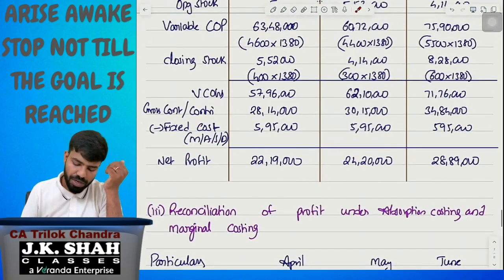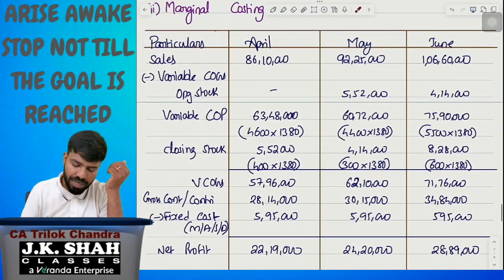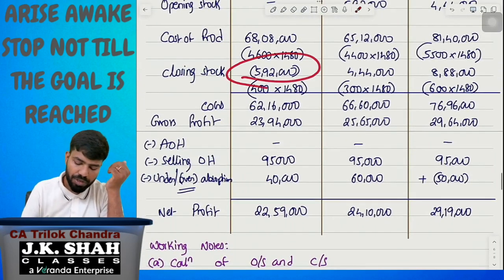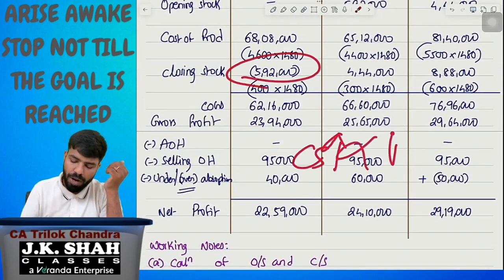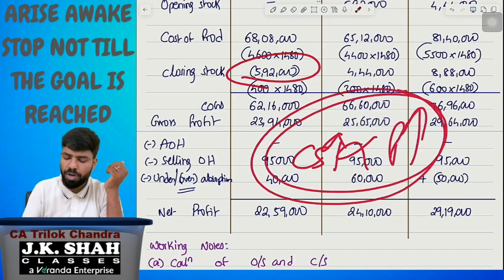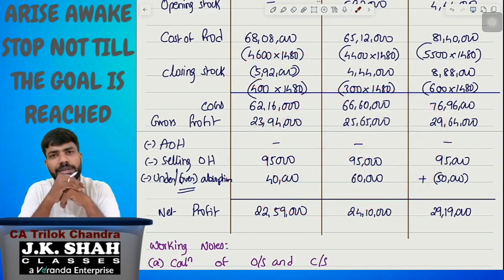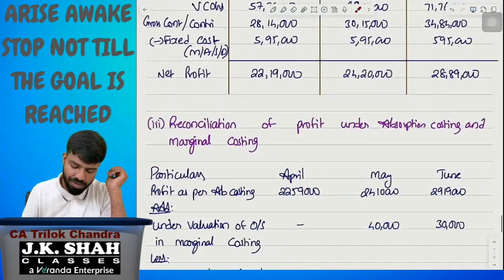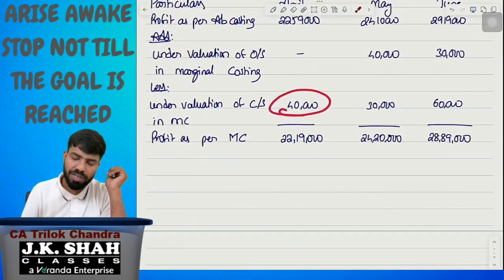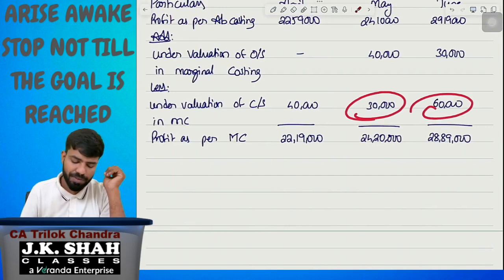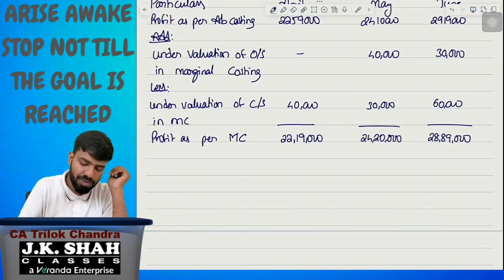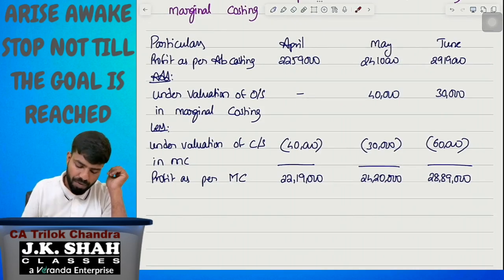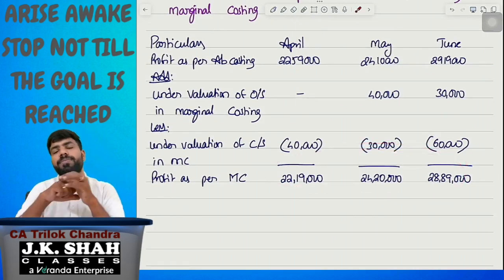When it comes to closing stock, understand the first month, April. Closing stock is 5 lakh 52,000, whereas here it is 5 lakh 92,000. When the closing stock is shown more, profit would have increased. Now we need to decrease that, so we are writing 40,000 rupees in the less. Same way for May month and June month. So these amounts have to be reduced and those amounts have to be added, and you will be getting profit according to marginal costing.